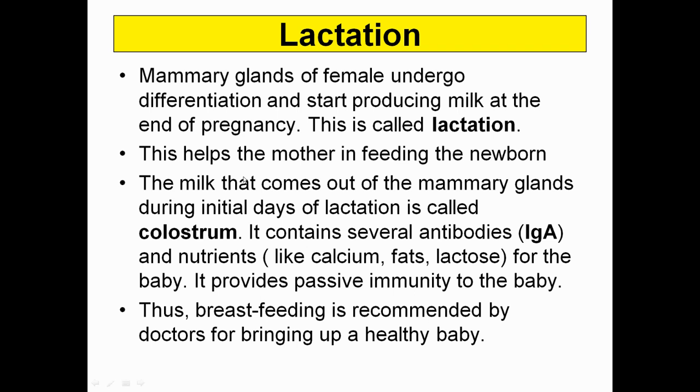And IgA, immunoglobulin A, which is an antibody, is present inside the colostrum, and that is going to provide ready-made immunity to the baby. And this is very critical, as the baby is coming from a very well protected, cozy environment, that is the uterus, to the outside harsh environment. So it needs some sort of antibodies, which are provided by the mother's milk. Breastfeeding is recommended by doctors for a healthy baby.